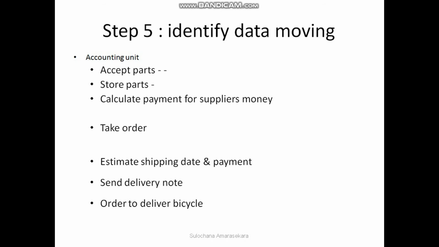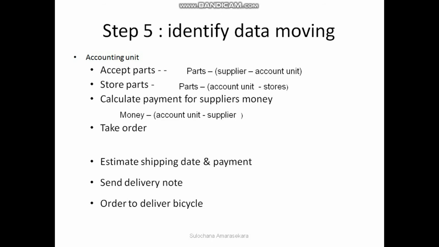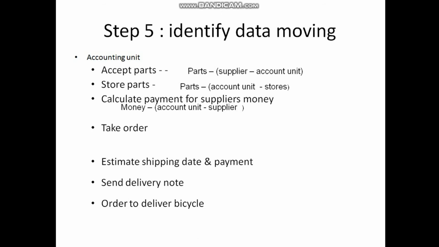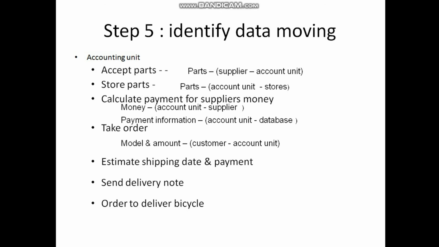First, the accounting unit. Accept parts: share parts within supplier and account unit. Store parts: share parts within account unit and stores. Under the calculating payment task, they share money within account unit and supplier, as well as payment information within account unit and database. Take order task: they share model numbers and amount within customer and account unit. Estimating shipping date and payment task: share ordering details within account unit and database.